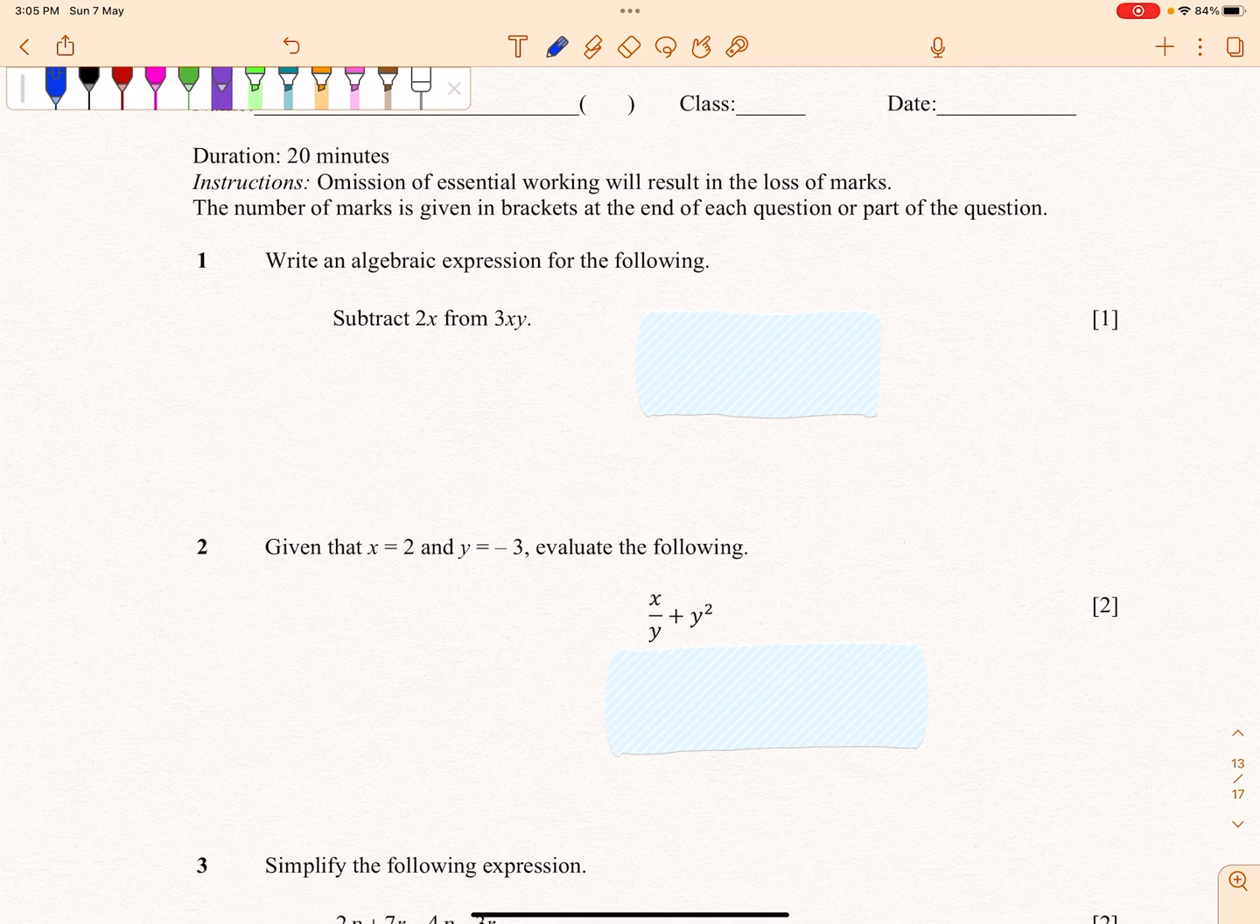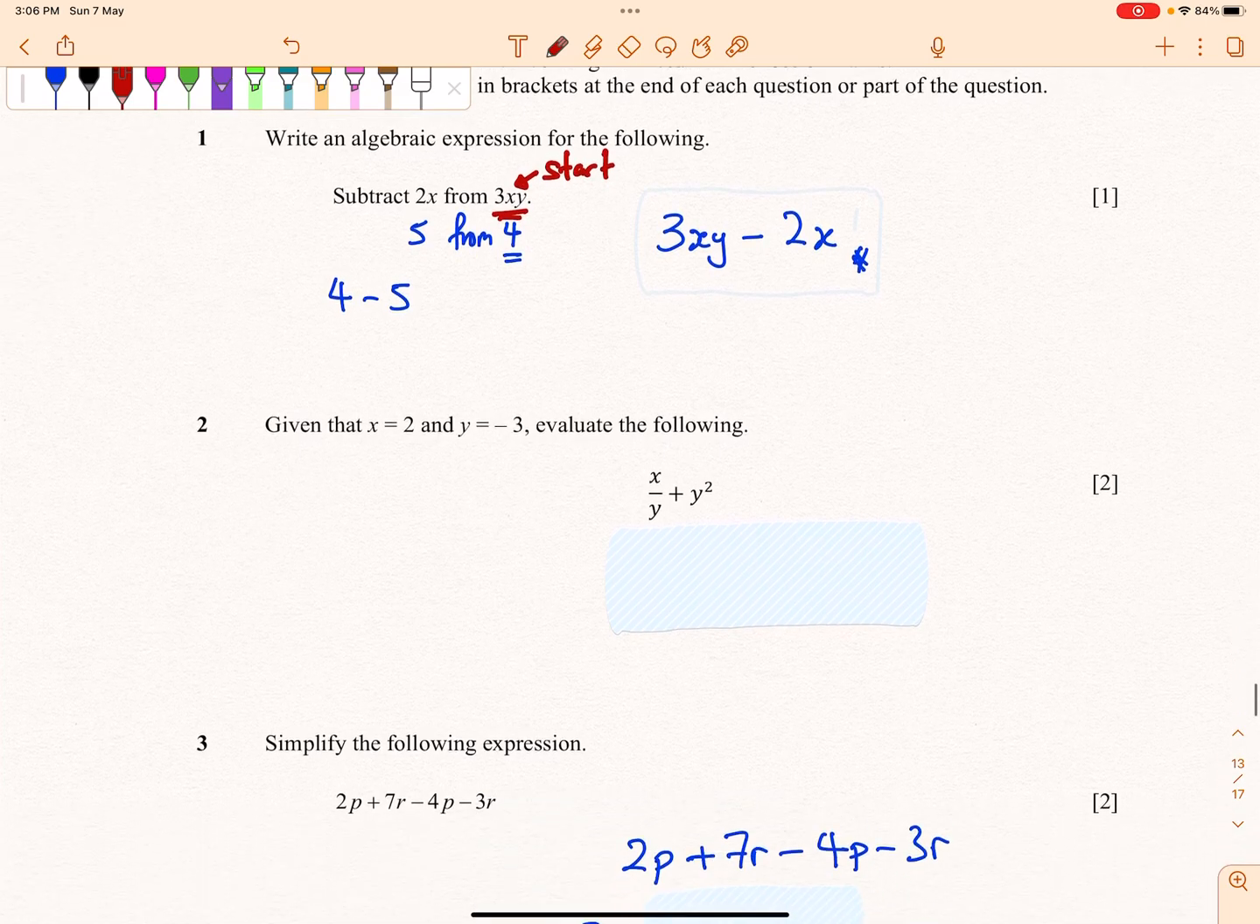Now in question 1, those of you who got it wrong, you may want to think about numbers. For example, subtract 5 from 4. So from 4, you will take 4 minus 5. In the same similar fashion, you must start from this. So this must be the starting point, and therefore the answer looks like this.